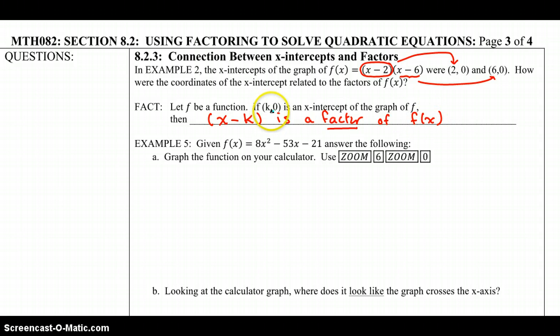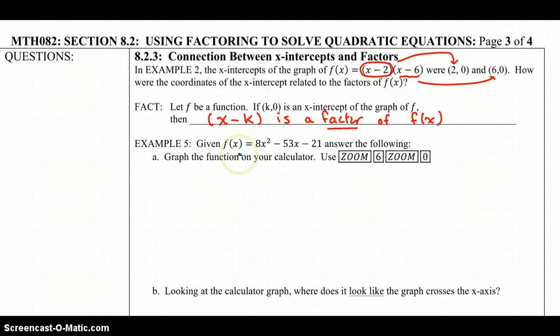Because if (k, 0) is our x-intercept, then this has to be a point on the graph, which means it has to make the equation true. And if a factor is x minus k, if I plug in k for x, we get k minus k, which is 0, times whatever other factors are there is going to give us a product of 0. So our output would be 0.